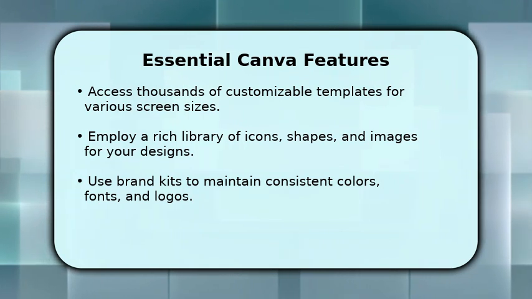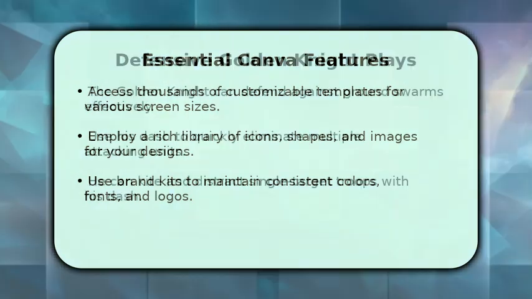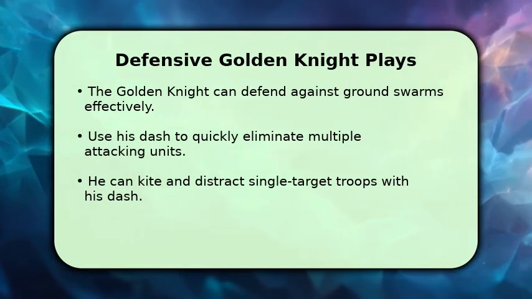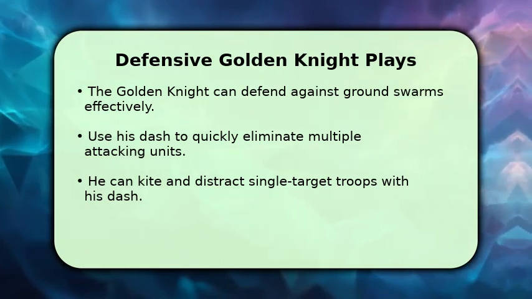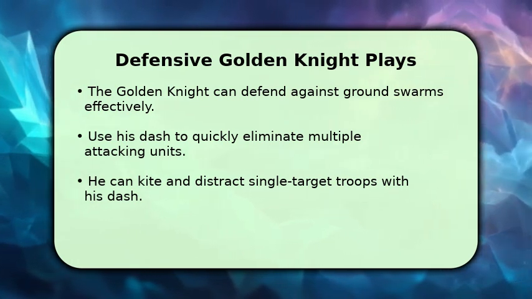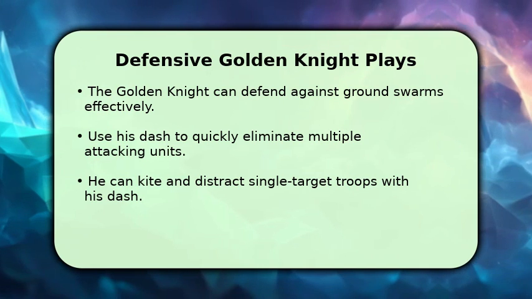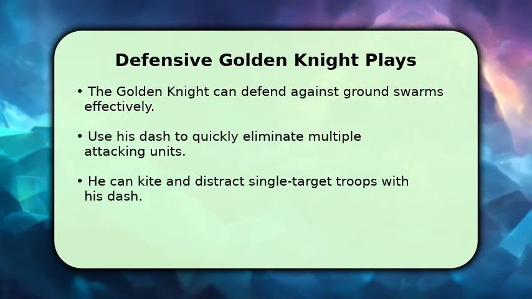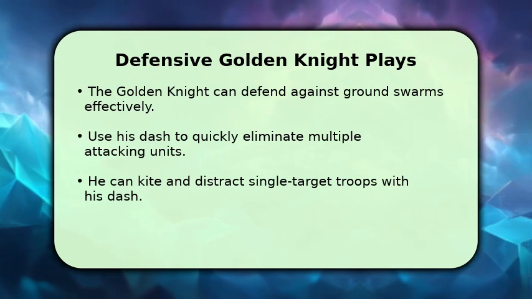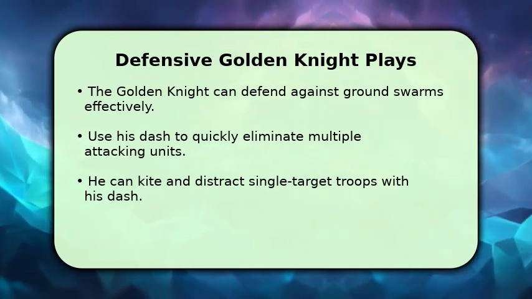The Golden Knight is excellent for clearing ground swarms. His dash can quickly eliminate units like Skeleton Army or Goblin Gang, providing immense elixir advantage. You can also use his dash to kite and distract single-target troops, pulling them away from your tower while dealing damage. Proper placement is key to maximizing his defensive potential and protecting your tower.